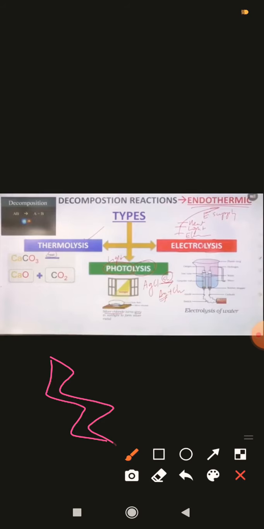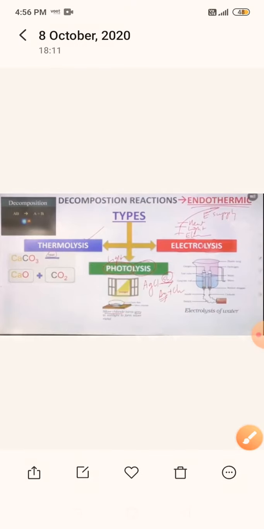For example, when we take water and put in an anode and a cathode, then the battery produces the electric current and it decomposes a reactant into 2 or more products. Understood? These are the types of decomposition reaction. So let's see the example of thermolysis.